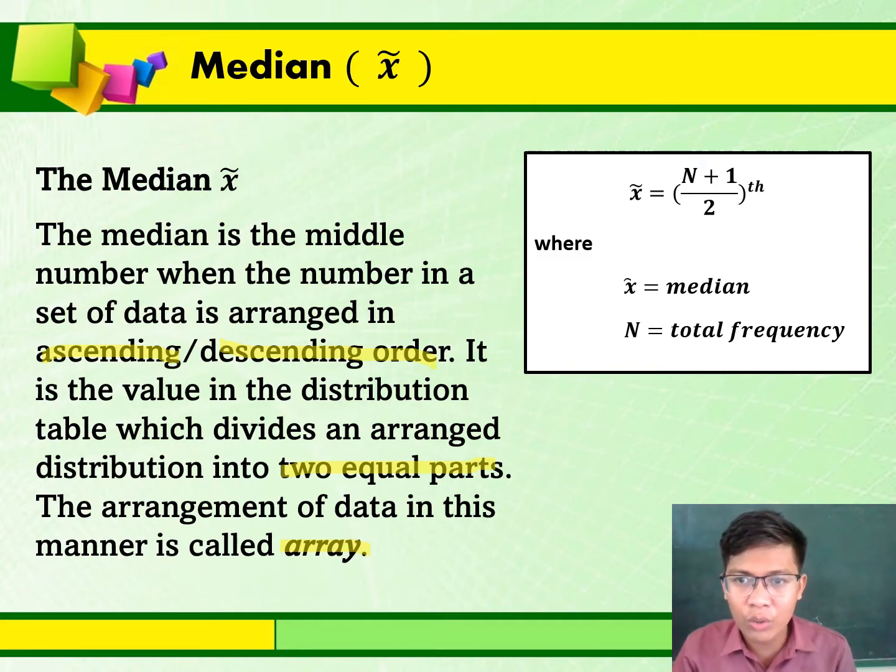X curl is equal to (n plus 1) over 2, wherein x curl is the median and n is the total frequency. So we are using this formula in order for us to find the position of our median.